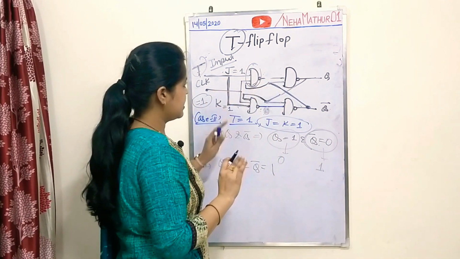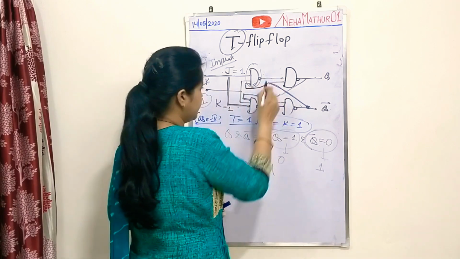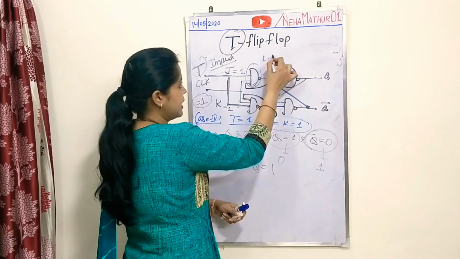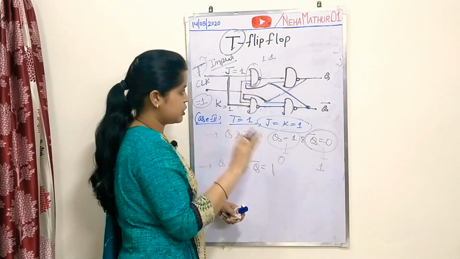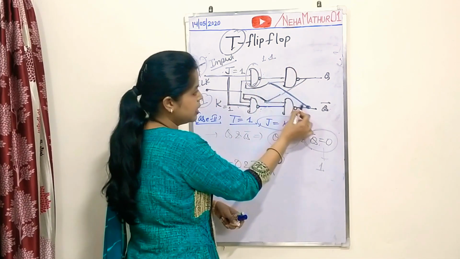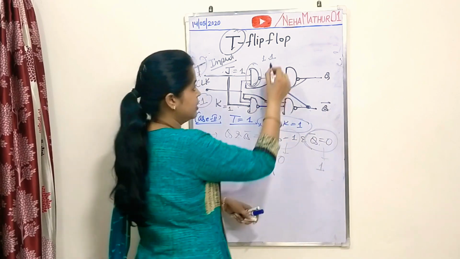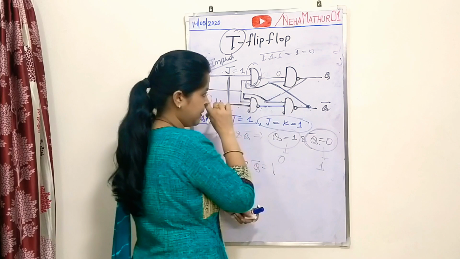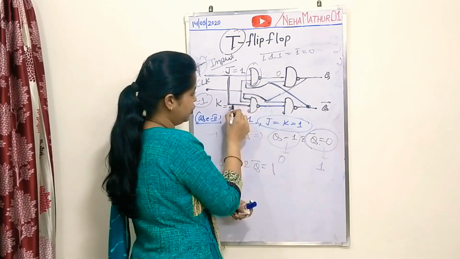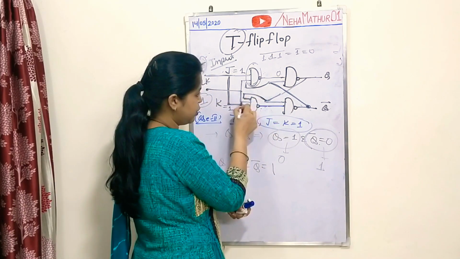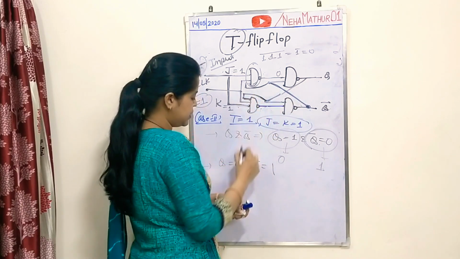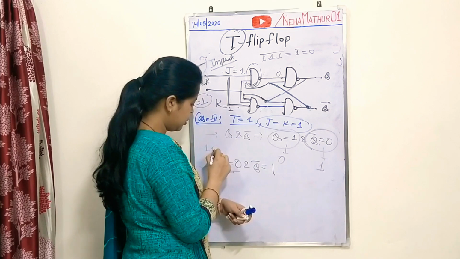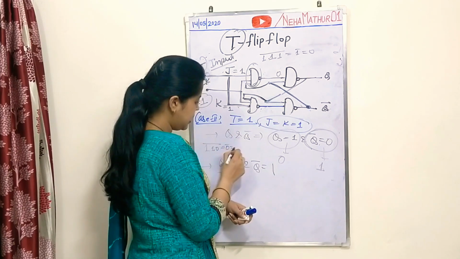J and K are both set at 1, and for this gate your first input is 1, and the second is also 1 because the second input is the clock. What about the third? The third input is Q bar, and Q bar is 1. So 1 dot 1 dot 1 with its complement will be 0. With this NAND gate, one input is 1, the second input is also 1, and the third input, which is Q, is 0. So it will be 1 dot 1 dot 0 with its complement, and it will be 1.